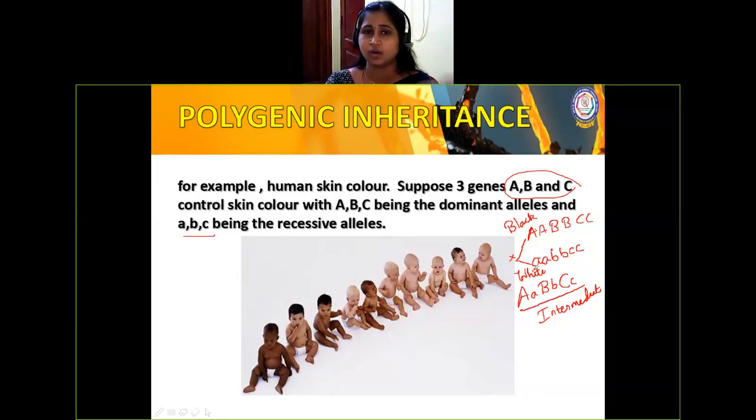Even this we can talk about as a trihybrid cross. Yes, but why are we not stressing the term trihybrid cross here? Because here we are talking about all three genes controlling one particular character. It is nothing but skin color. That you keep in mind.